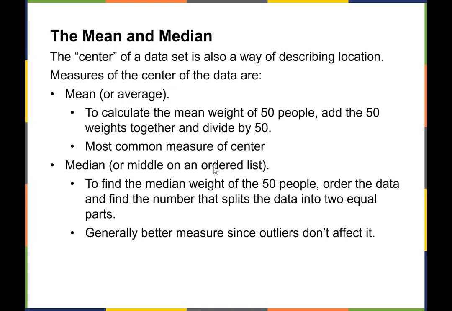And the median we've already talked about, but let's re-hit that again. This is the middle number on the ordered list. If you wanted to find the median weight of 50 people, you'd put the data in order and find the number in the middle. Generally, the median is a better measure of the center since outliers don't affect it as much as they affect the mean.